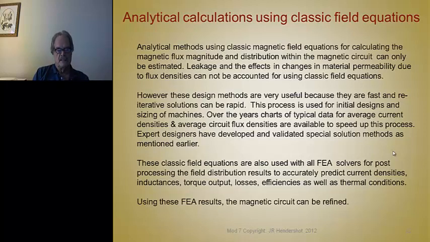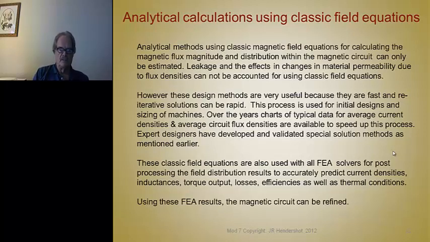The classical methods can be used in conjunction with FEA solvers as pre-processors to speed up the sizing and get into the ballpark, and then use the FEA to predict the final detailed results to get current density distribution, Q and D axis inductance values, torque output, of course, for torque speed curves, and losses, different kinds of losses, eddy current losses, hysteresis losses, to wind up with accurate efficiency results.